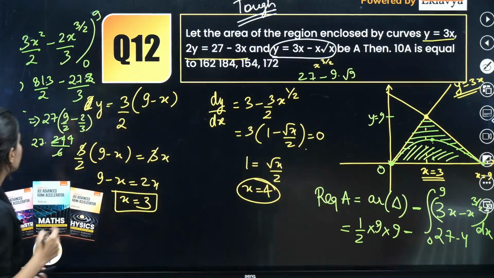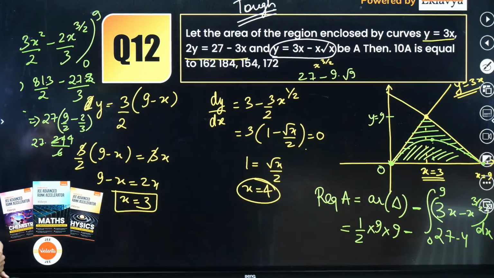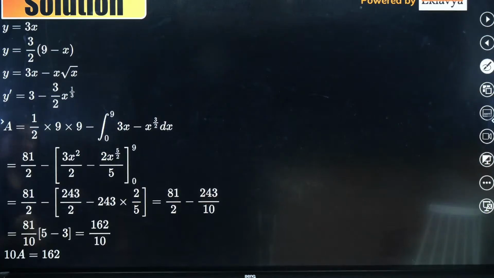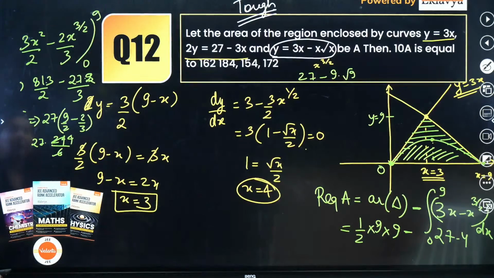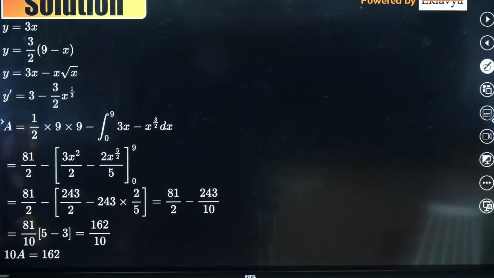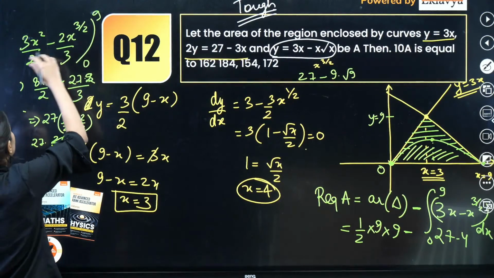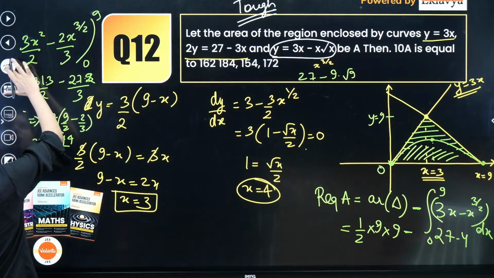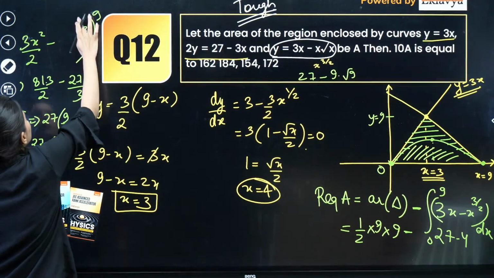Oops. If I put 9, what do I get? 243. 81 into 3 by 2, correct? And we are having 5 by 2. Oops. 2 by 3, yes. 3 by 2 was already there, no?